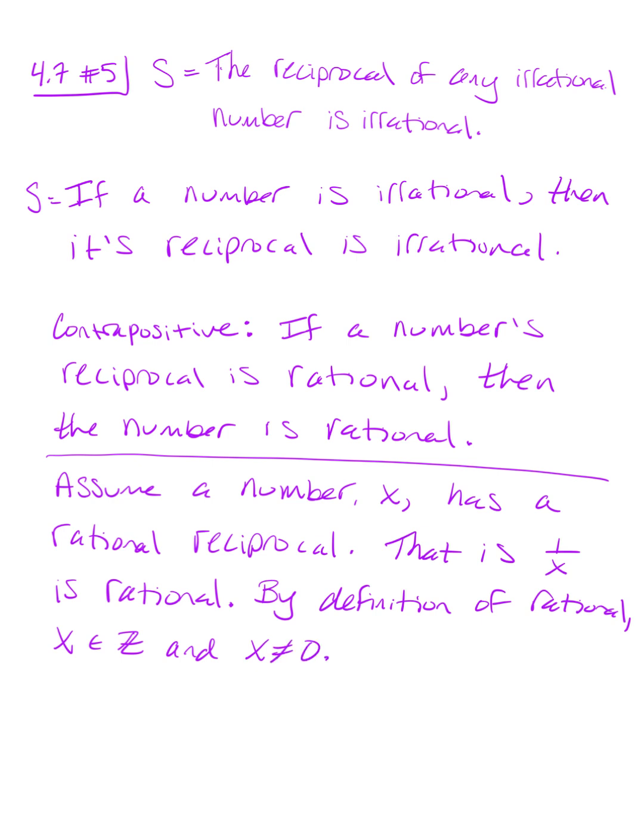Thus, x, which is the same thing as x over 1, is rational because x and 1 are both integers with the denominator not being 0.